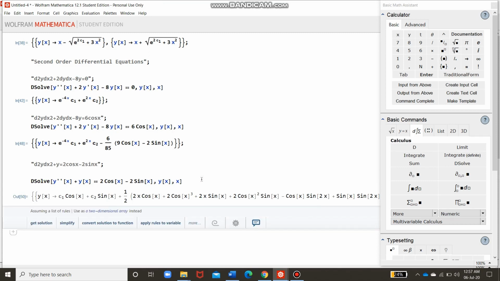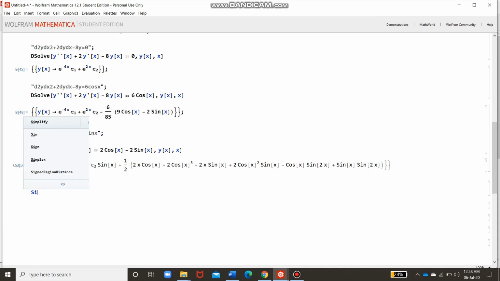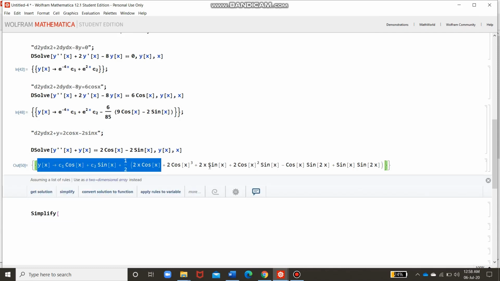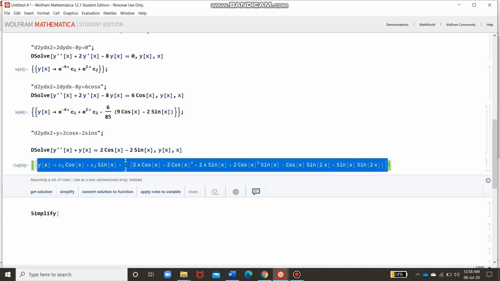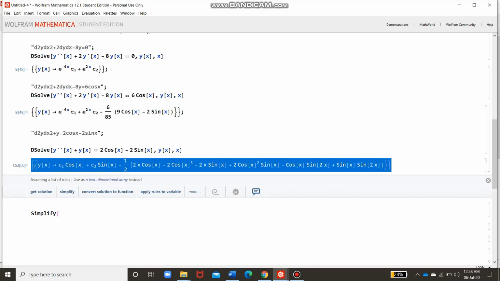So you get a very long answer. There are two ways you can do it. You can try to solve it and simplify it, or just leave it as it is. I will try to simplify it further. I'm going to copy this whole equation up to here. Let's copy the whole thing and see how it works.